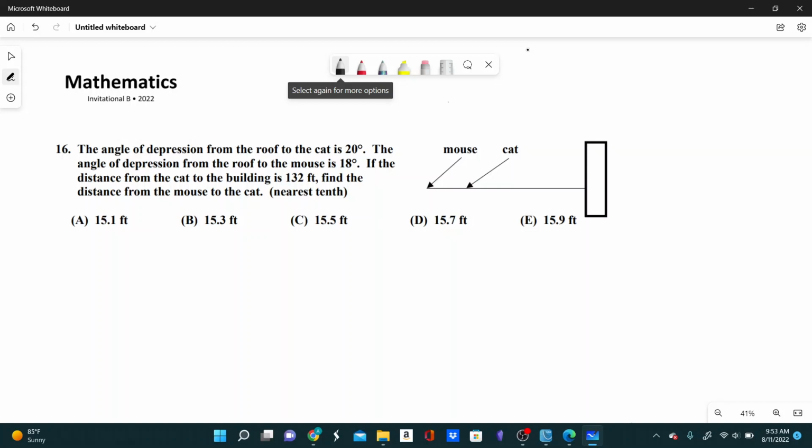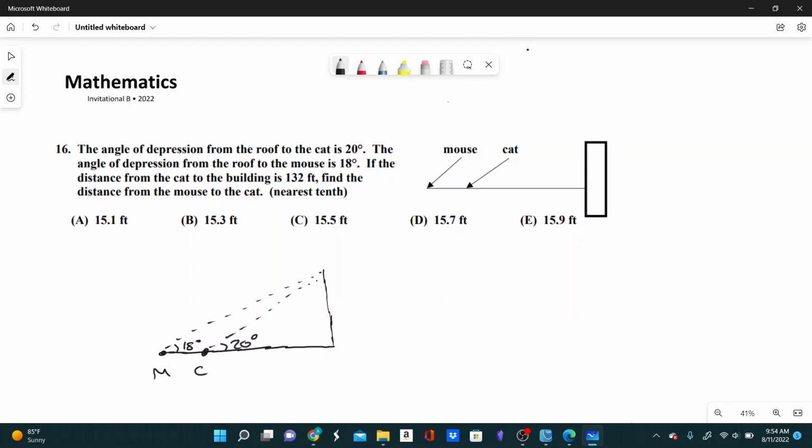So I'm going to redraw this real quick, even though we have a diagram, just because the diagram isn't very good. So this is the floor, we'll say this is the building. Then this right here is the cat. It says the angle of depression from the roof to the cat is 20 degrees, so this angle right here is 20 degrees. And then if right here is the mouse, this angle right here would be 18 degrees.